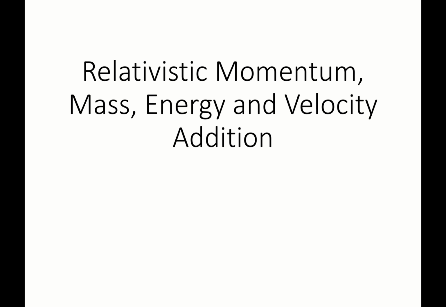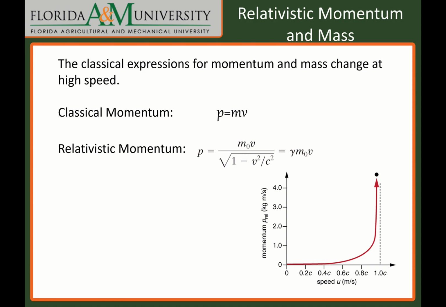So moving on with relativity, we're now going to calculate the momentum, mass, energy, and how to add velocities. So the classical expressions, if you remember from Physics 1, for momentum and for mass, they change when you go to a higher speed. So classically, the momentum we said was p equals mv, but now we need to change that because the mass effectively seems to change.